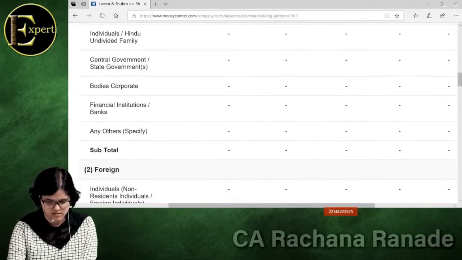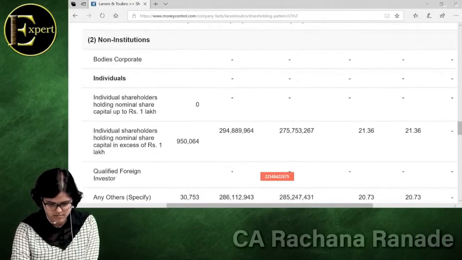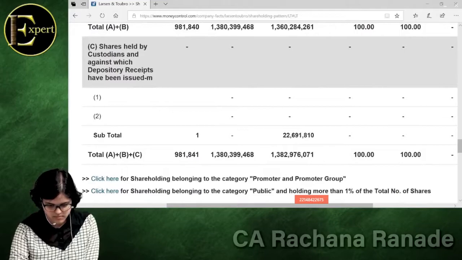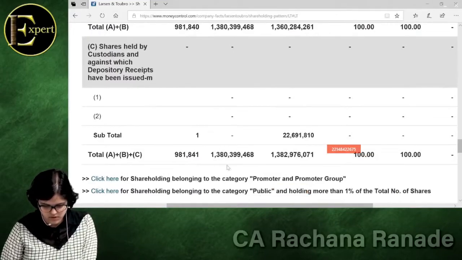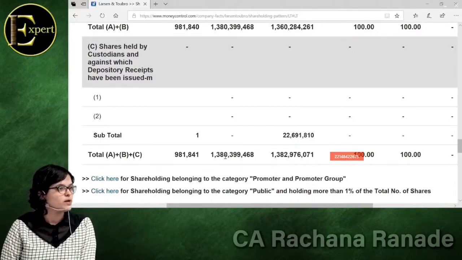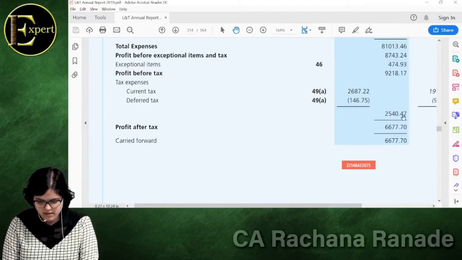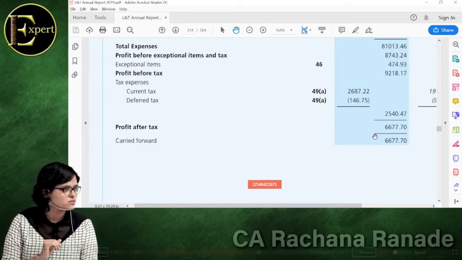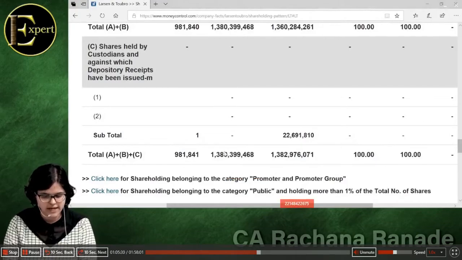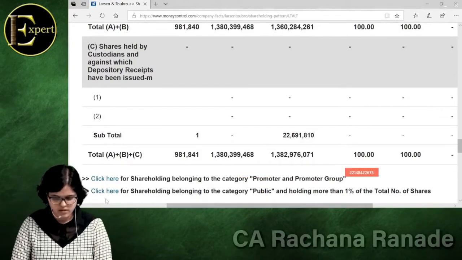Now going down, this one we have to see, I hope you are with me, the second big column. This is the total number of shares. How much is this? 138 crores. Please understand, this earning 6677 was also in rupees crores. So we'll take 138.04 crores, we'll round it off.